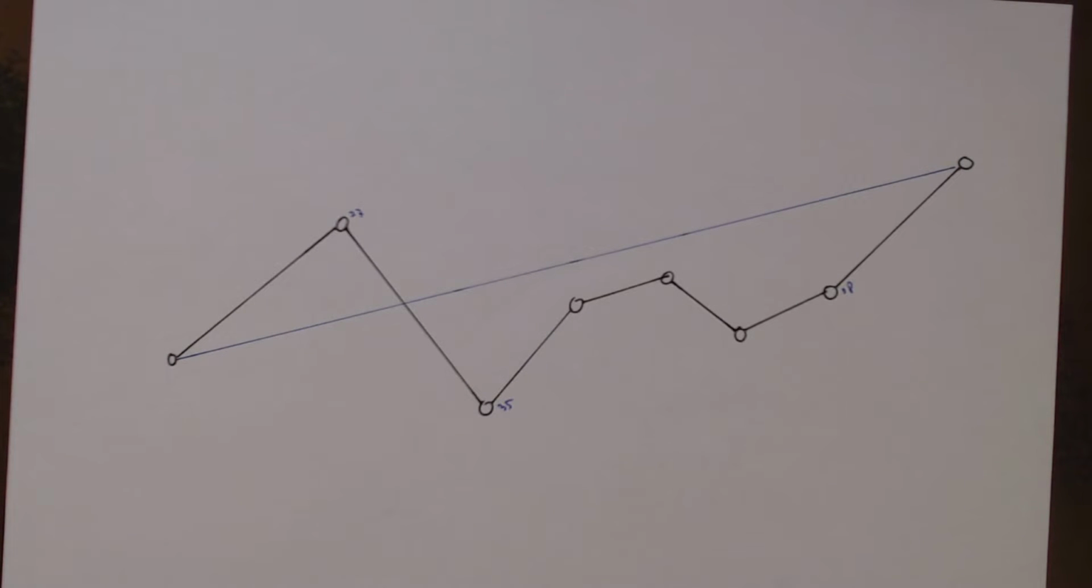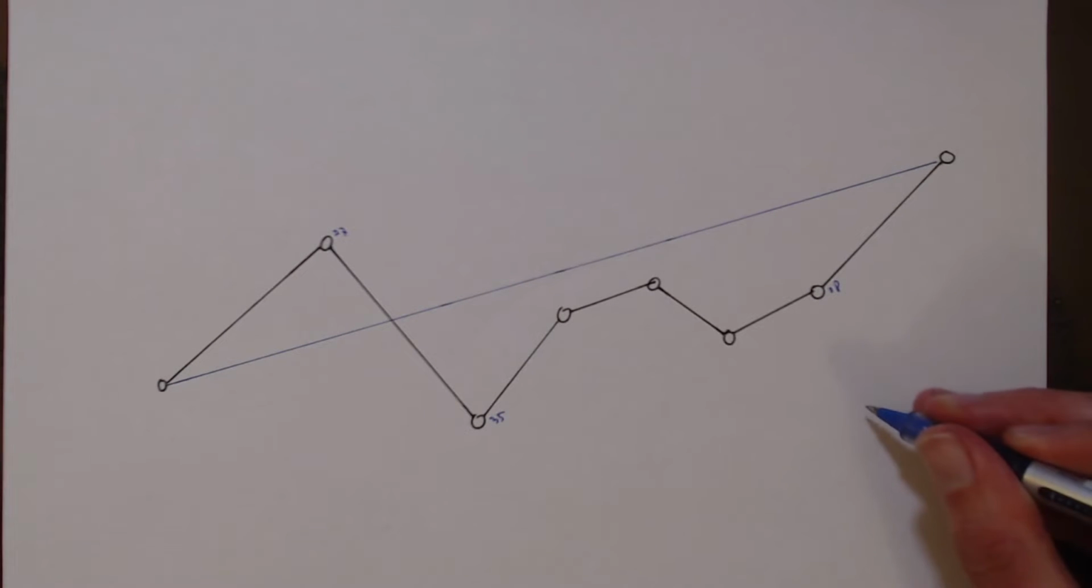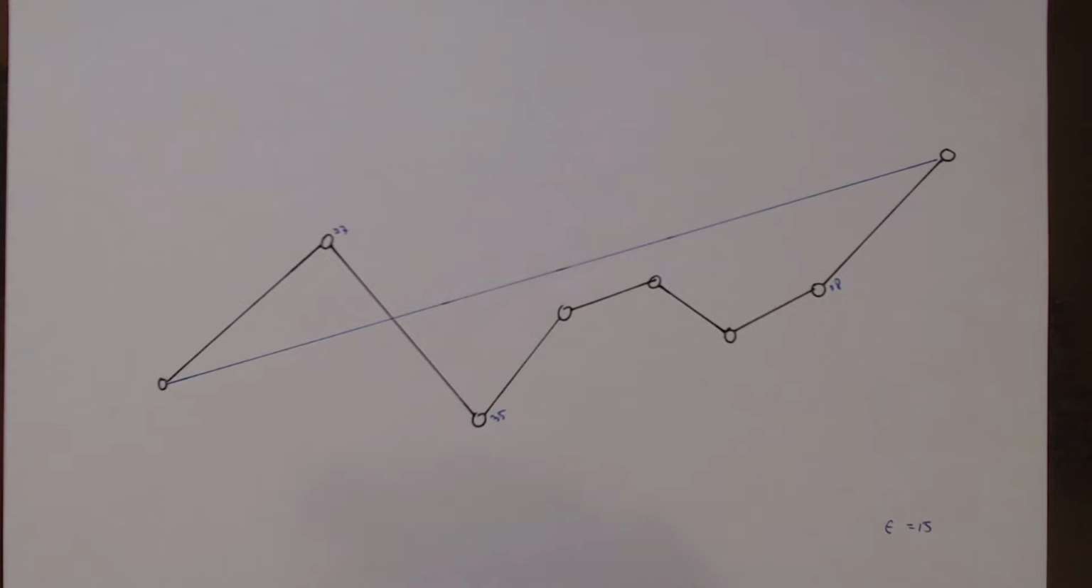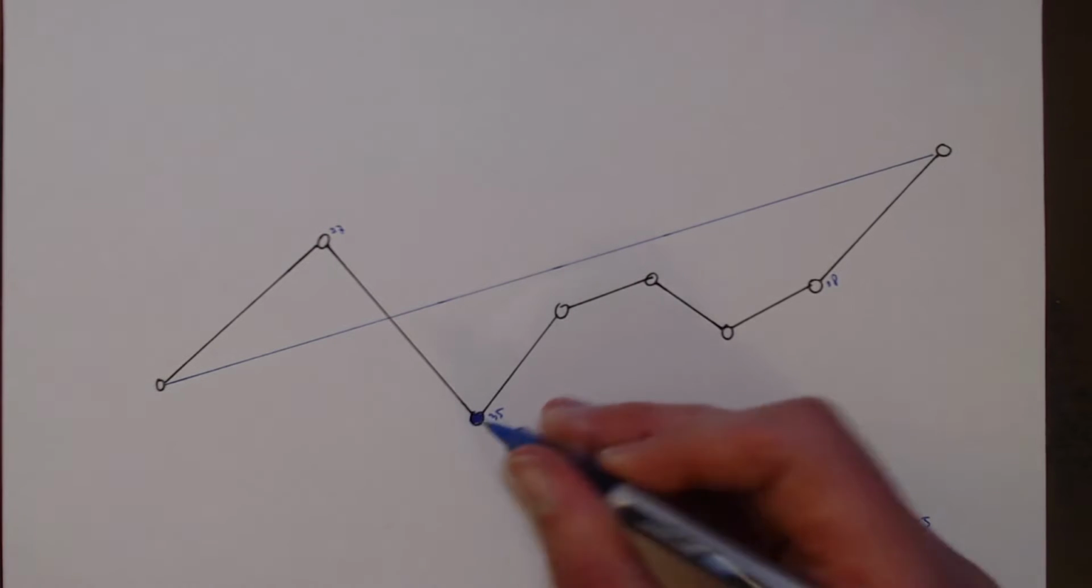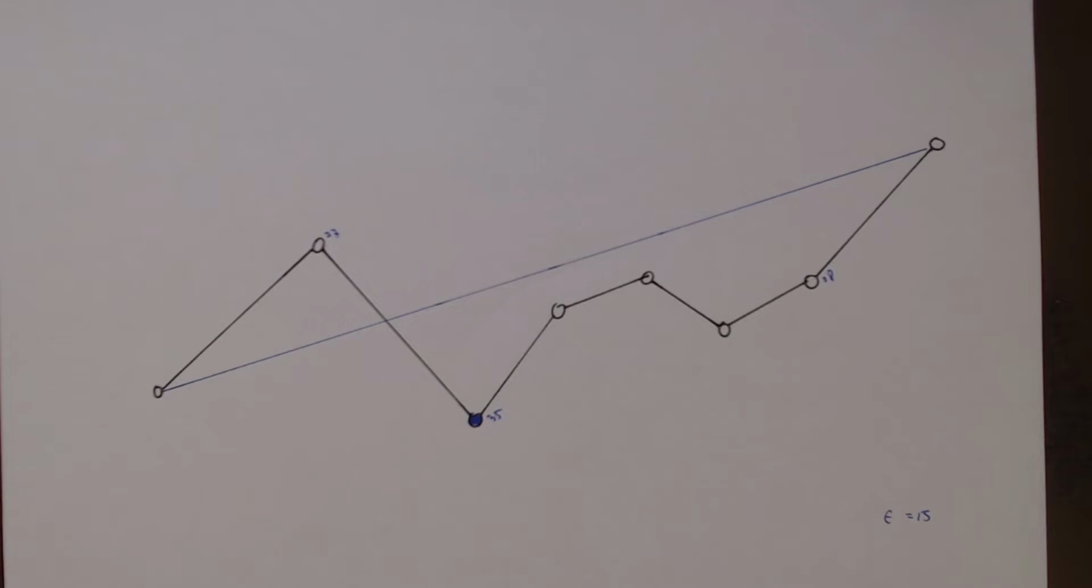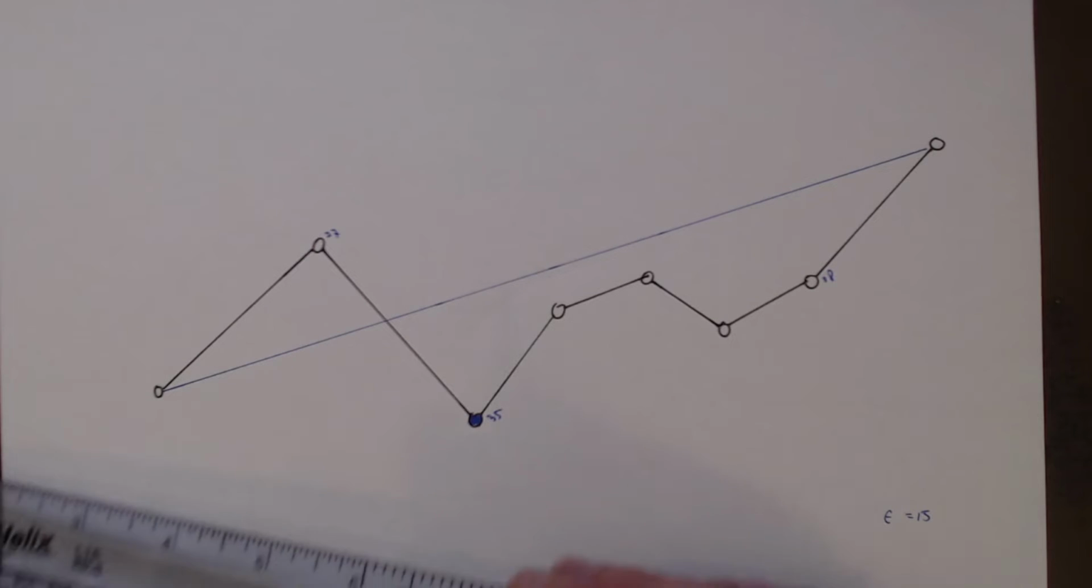Now, is this more than our epsilon, which we'll pick in this case at say 15? So if our point, the furthest away, is further away than our epsilon, which it is, because 35 is larger than 15, then we'll keep the point. Now, the second stage is to do the same thing for the two segments that we now have. So I'll do the first one first.